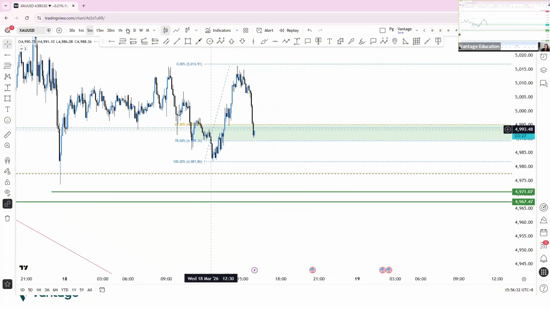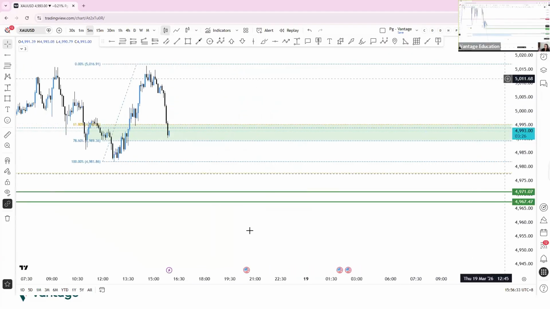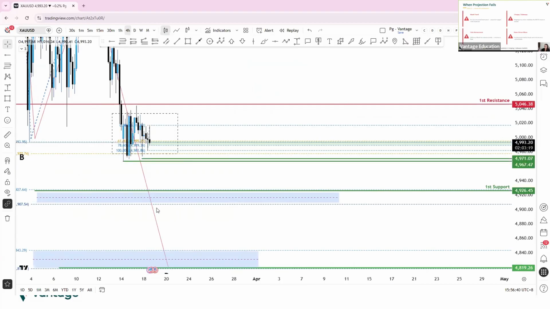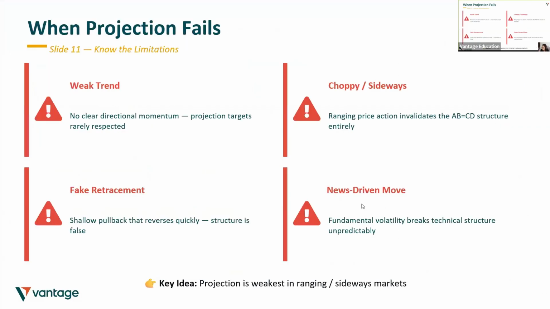Probably it may bounce because right now they are just ranging, right? They are being sideways right now, okay? So, a news-driven move: fundamental volatility breaks technical structure, unpredictably. So whenever you do the setup, plan your setup properly, right? And if there's news coming up, you should cancel your setup first, and then you wait for the news to be released, and then you see how the market reacts to the news.